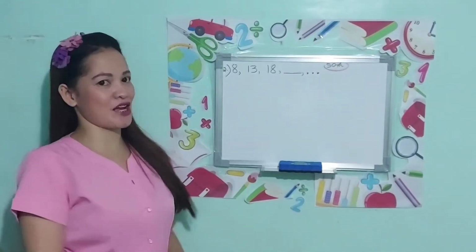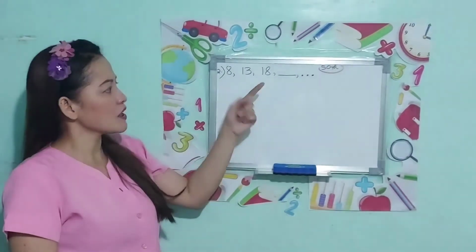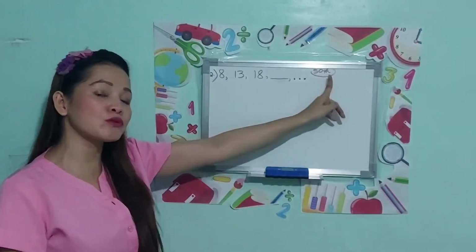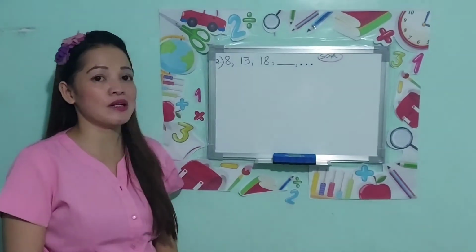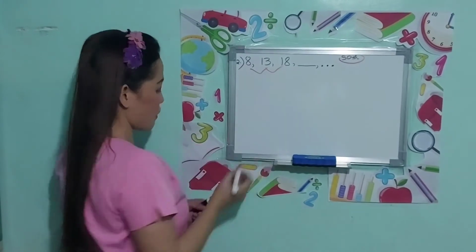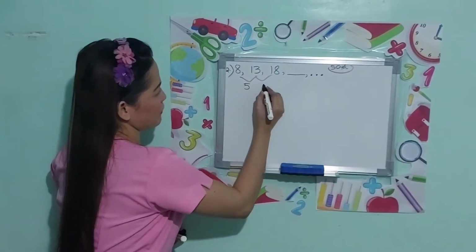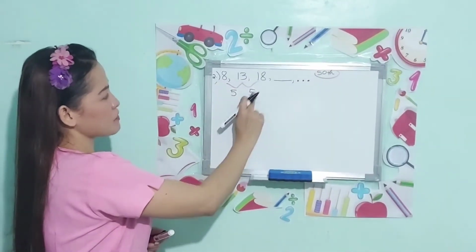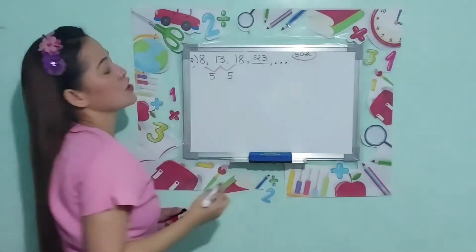Let's have another example. So we have the sequence 8, 13, 18, and we are looking for the 4th term and later on, the 50th term. So again, the first thing that we have to do is to look for the pattern. As we can see, it keeps on adding 5. So 8 plus 5 equals 13. 13 plus 5 equals 18. And 18 plus 5 is 23.